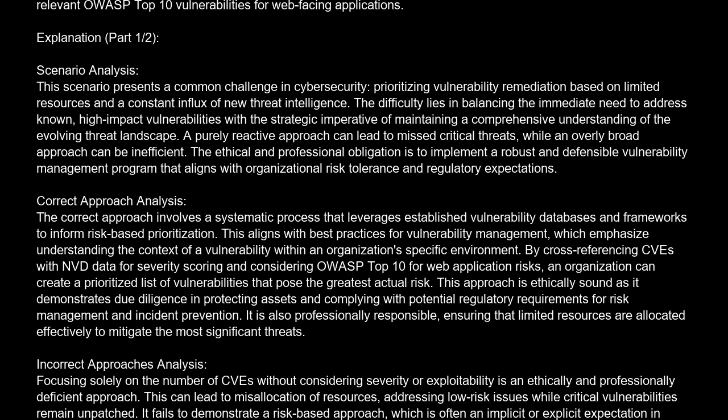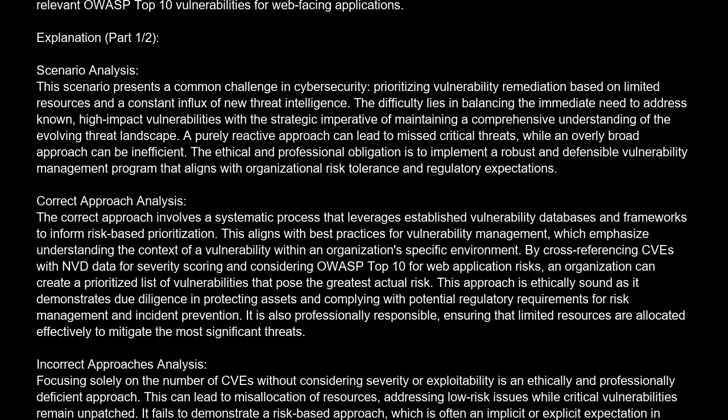Explanation. Scenario analysis. This scenario presents a common challenge in cybersecurity, prioritizing vulnerability remediation based on limited resources and a constant influx of new threat intelligence. The difficulty lies in balancing the immediate need to address known, high-impact vulnerabilities with the strategic imperative of maintaining a comprehensive understanding of the evolving threat landscape. A purely reactive approach can lead to missed critical threats, while an overly broad approach can be inefficient. The ethical and professional obligation is to implement a robust and defensible vulnerability management program that aligns with organizational risk tolerance and regulatory expectations.